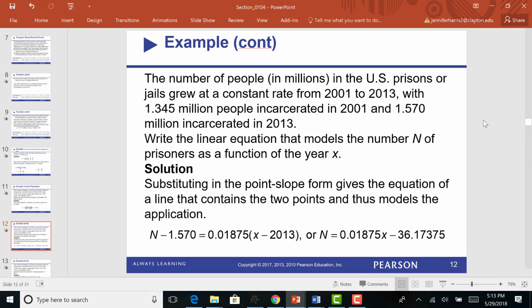Yeah, so here's my equation. We figured out what b was. We knew what the slope was. So I've got 0.01875x minus 36.17375. This is the equation for what? Did I put it down there right as well? 36.17375.